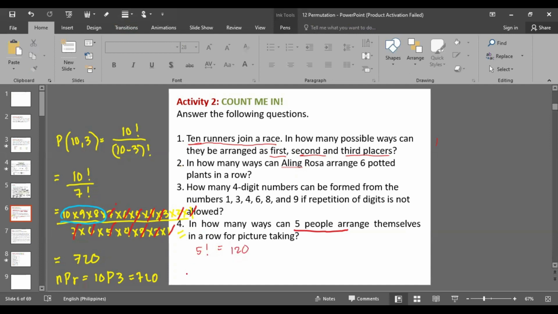But here's the step-by-step computation for this. So we have P(5,5) equals 5 factorial equals 5 times 4 times 3 times 2 times 1. Then the answer is 120. So that's it for the first 2 cases in permutation. So I want you to do this in your notebook. Try to answer this independently. Numbers 2 and 3.